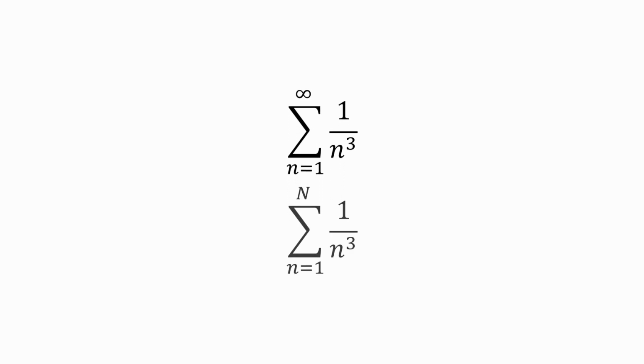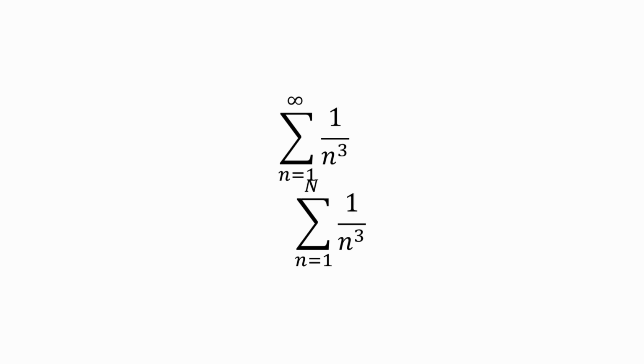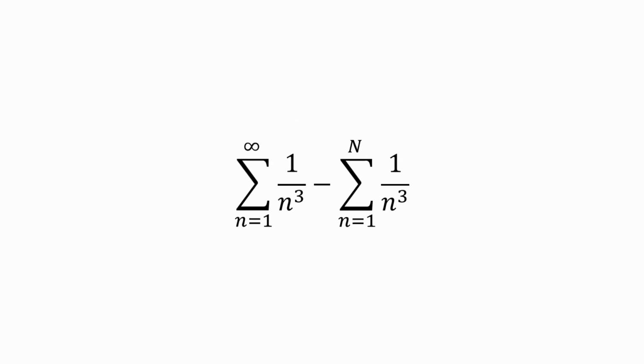We don't know how many terms we need, so we'll call this number n. The true value of the sum s is the sum to infinity. Our approximation is the sum up to n. The error is the difference between the true value and our approximation. This is the sum from n plus 1 to infinity.